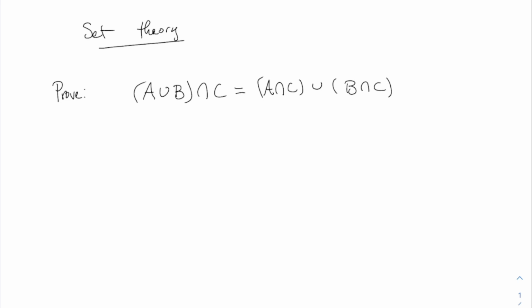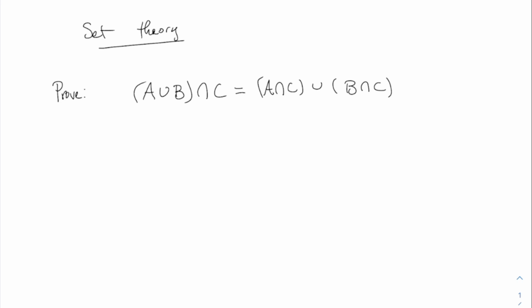How about let's prove this: A union B intersect C. There's sort of like a distributive rule for unions and intersections. This is the same as A intersect C union B intersect C. All right, this is a distributive type property for unions and intersections. Can we demonstrate this? Now, I have two sets, and I need to show that they are equal.